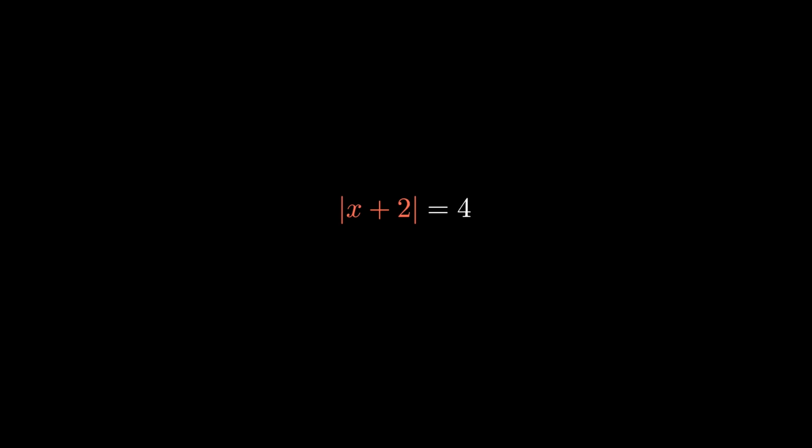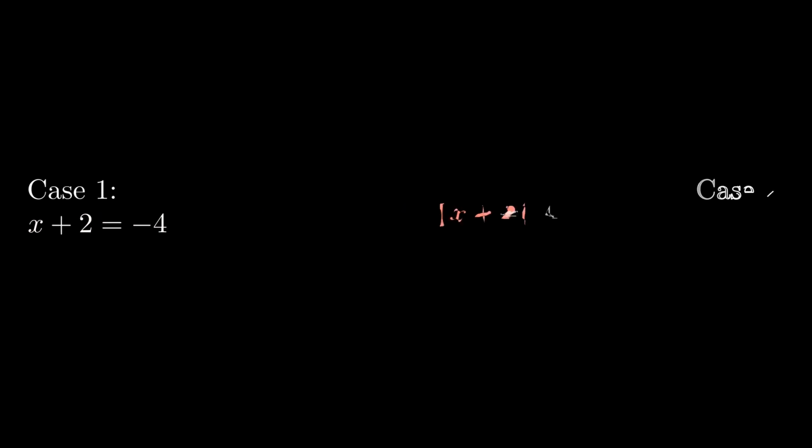Well, now let's think again about what absolute value is. There are two numbers that can go inside the absolute value that have a distance of 4 from 0. One of them is +4 and the other one's -4. So my first case would be x plus 2 is equal to -4. My second case would be x plus 2 is equal to 4. So in both of these cases, I'm going to subtract 2 from both sides. When I end up solving that, I'm going to get x is equal to 2 or x is equal to -6.